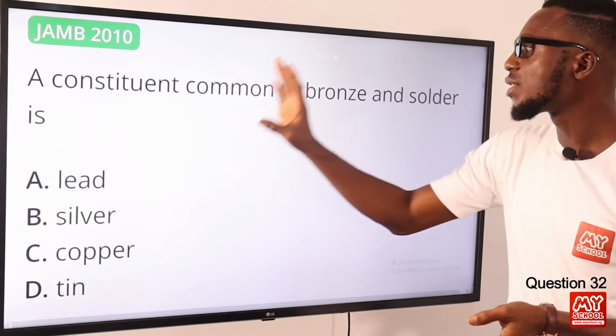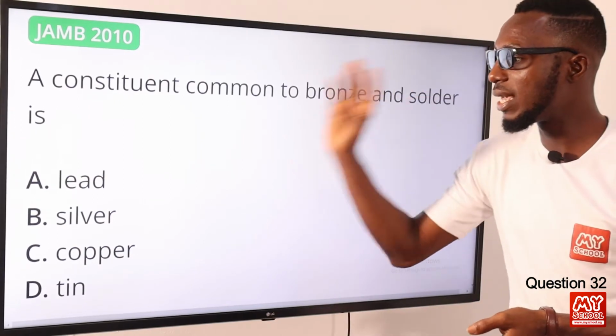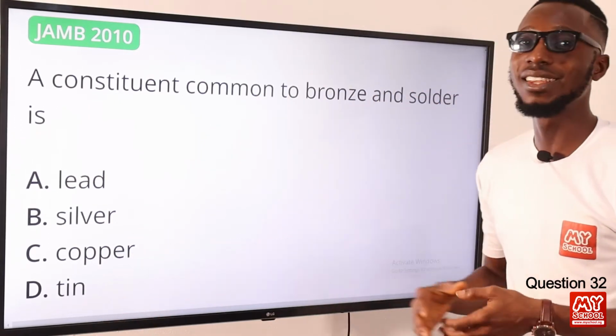All right, so a constituent common to bronze and solder is what? We are talking about tin, found in option D. So option D is the accurate option.